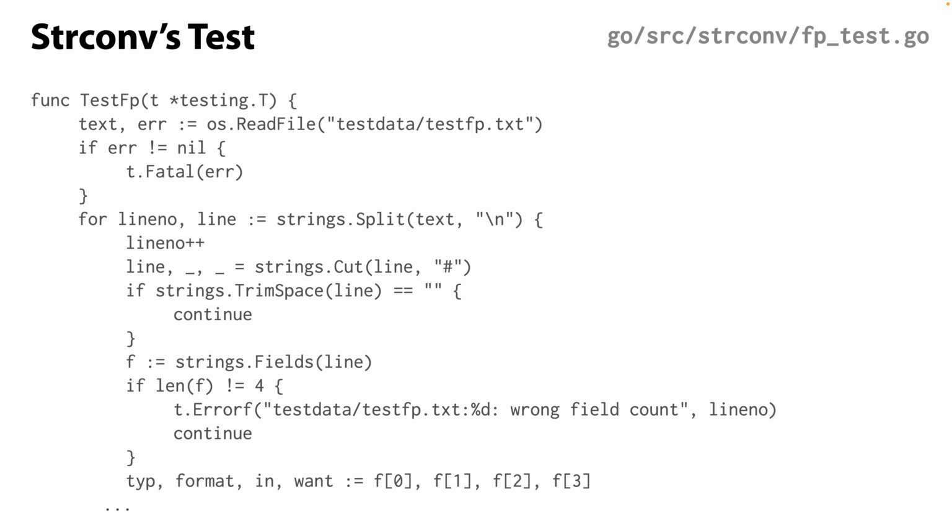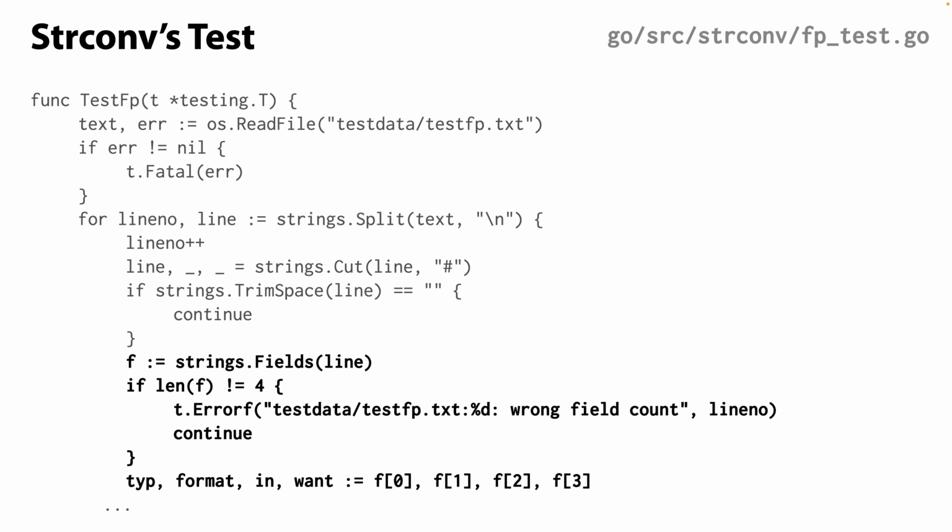So I'm going to walk quickly through the parser to show that there's not much to it. We read the file, then we split it into lines. For each line, we calculate the line number for error messages. Slice element 0 is line 1. We cut off any comments from the end of the line, and if the line is blank, we skip it. This is pretty standard boilerplate so far, so now the good part.